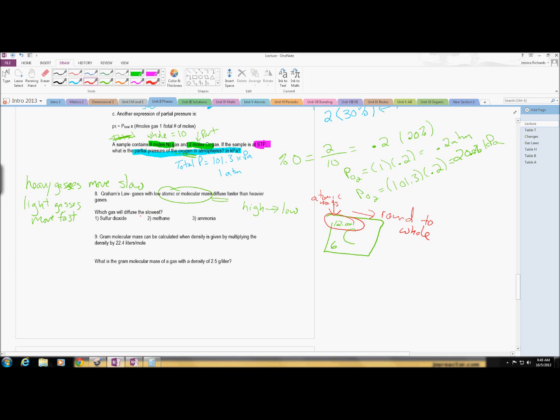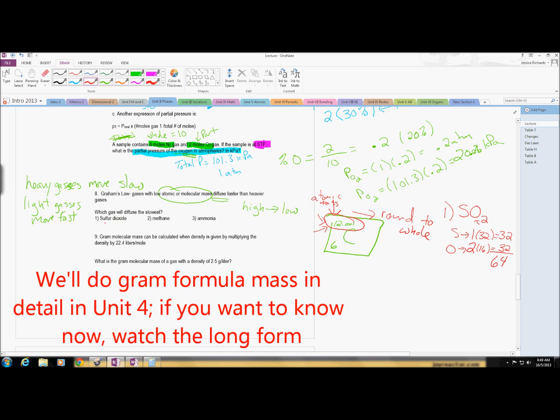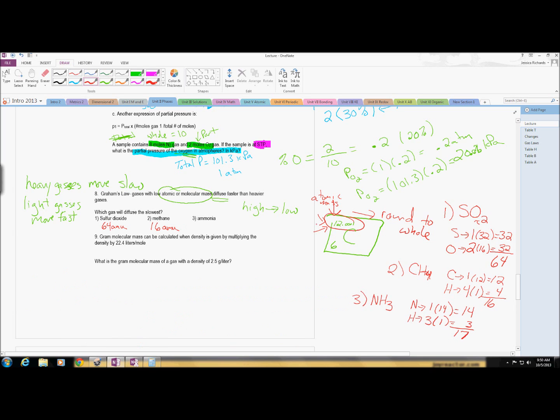For a compound, we add up all of the masses of all of the pieces in it, and we see how heavy it is. So sulfur dioxide has a mass of 64 AMUs. Methane has a mass of 16 AMUs. Ammonia has a total mass of 17 AMUs. So the question wants to know which one diffuses the slowest. Well, heavier moves slower, smaller moves faster. So our answer to this question would be number 1, sulfur dioxide.